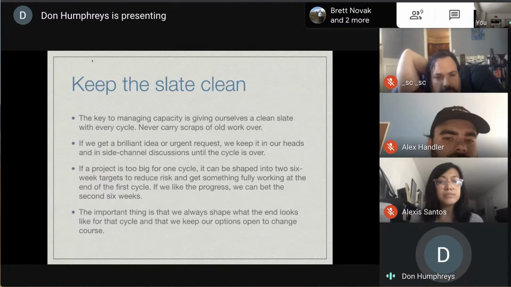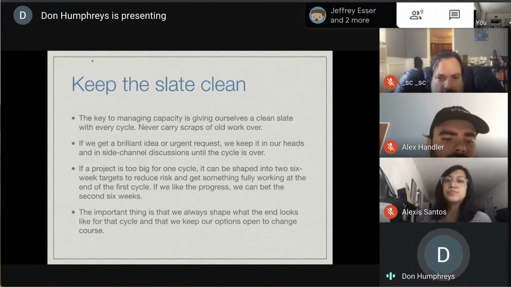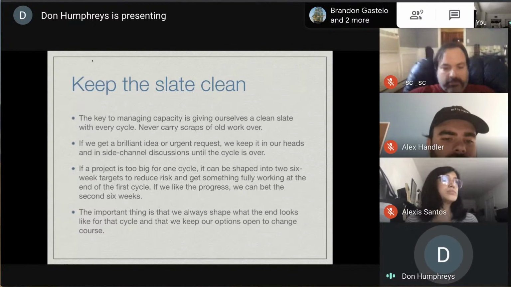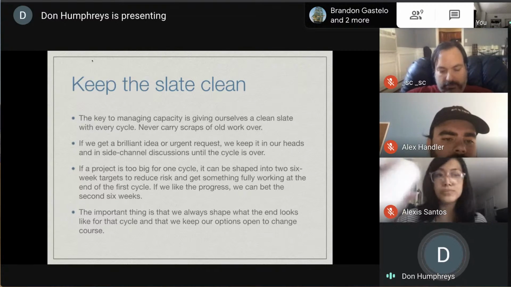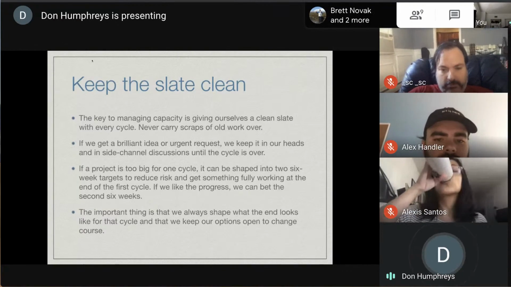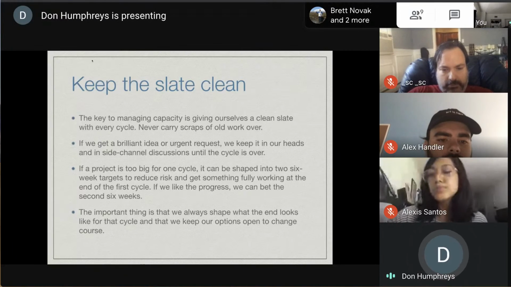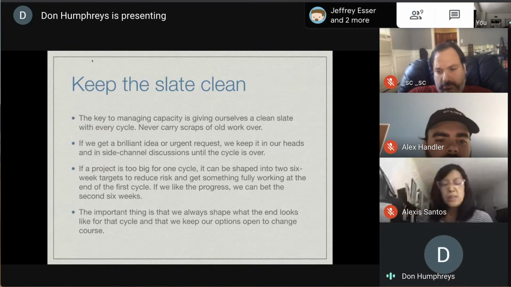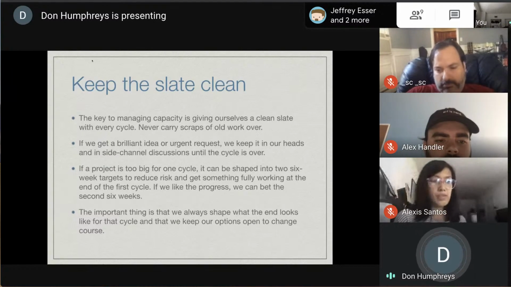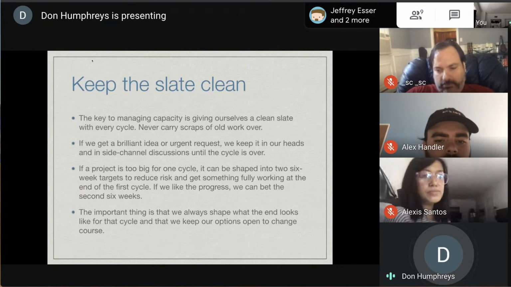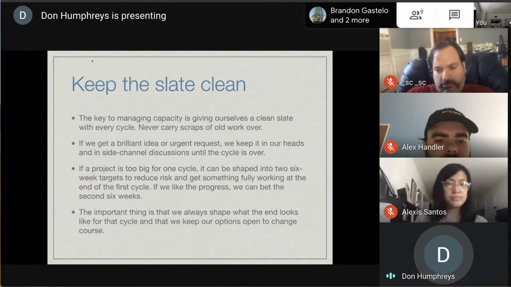And the most important thing here in these cycles is to keep the slate clean. The key to managing capacity is giving ourselves a clean slate with every cycle and to never carry scraps of old work over to future cycles. If we get a brilliant idea or urgent request, then we just keep it in our heads and in side channel discussions until the cycle is over. Again, it goes back to the really important things: you'll remember or you'll write them down, and you won't lose track of them if they're really important to you.